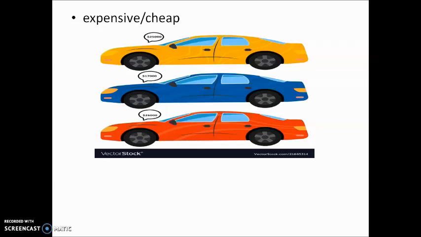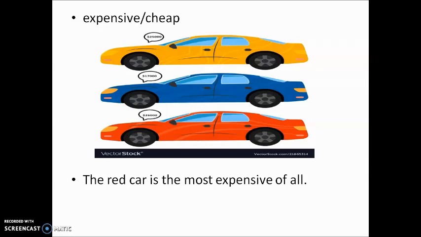We want to use one of the 2 adjectives, expensive or cheap. As we are comparing 3 cars, we want to use the superlative. If you want to use the adjective expensive, we start with the most expensive car, which is the red car. We say the red car is the most expensive of all. And we can say the blue car is the cheapest of all.